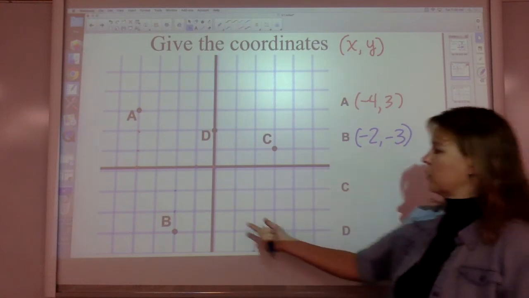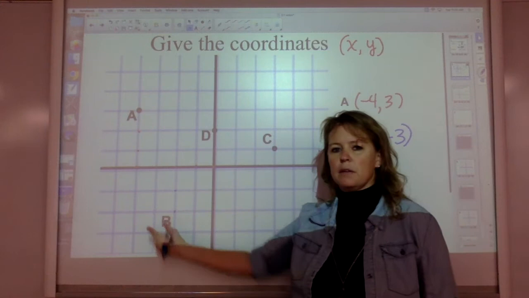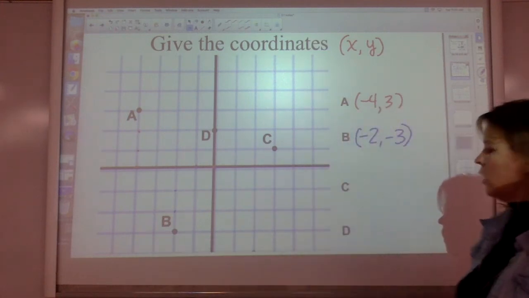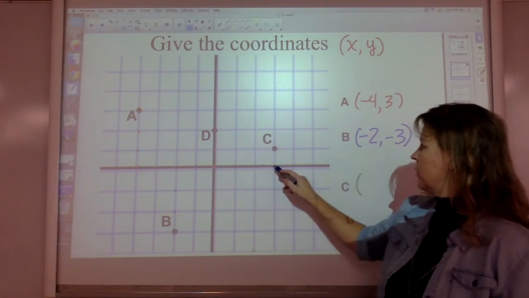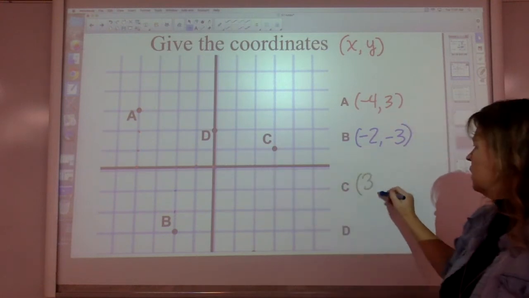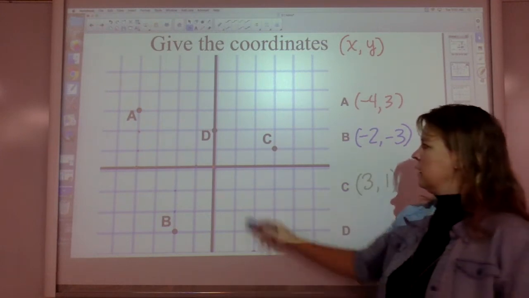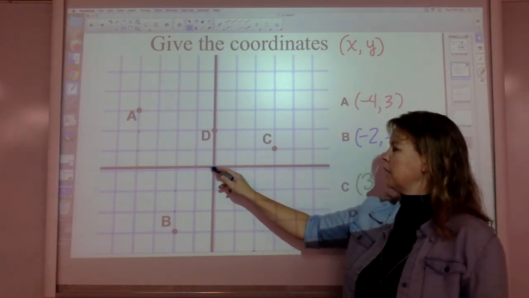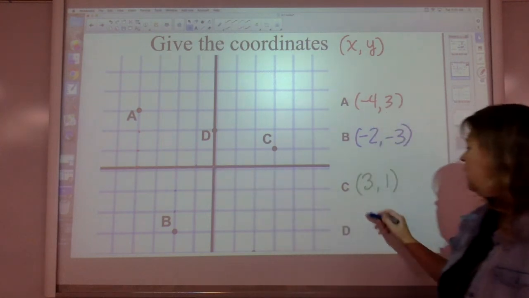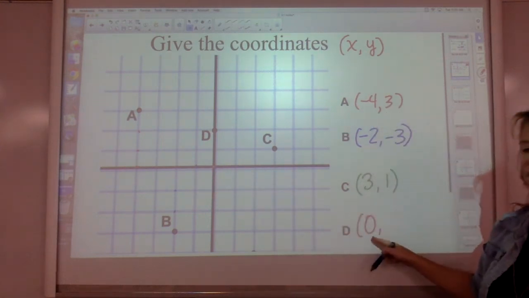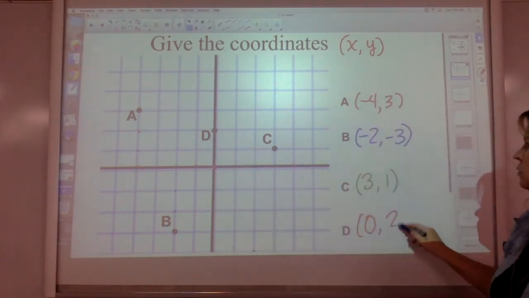And it makes sense if you're in quadrant III. Quadrant I should be plus plus. Quadrant III should be minus minus. Where is C? C is over here at 1, 2, 3, over 3, but up 1 space. And D, make sure you put the right one first. It did not move on the x-axis. Didn't go right, didn't go left, did not move for x. So over 0, but it did go up 2 spaces.